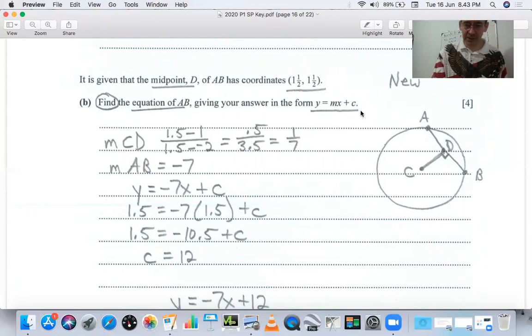Now, it asks us for the equation of AB, meaning a linear line, and it wants it in the slope-intercept form. So to get this slope, we need to first of all find CD. We don't know A and B, so we can't find its slope, but we do know C and D.